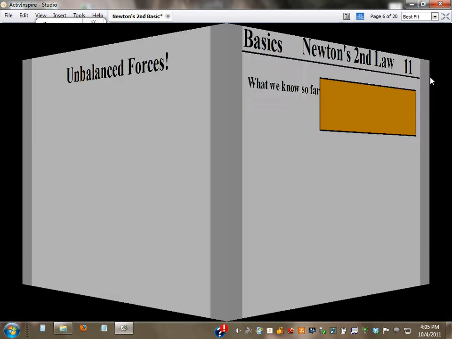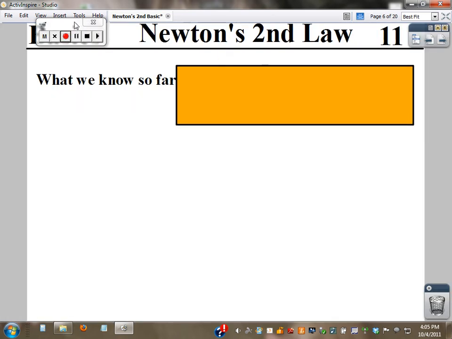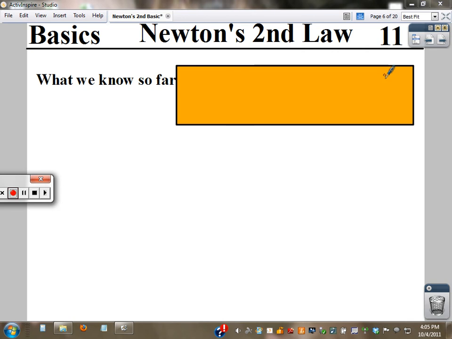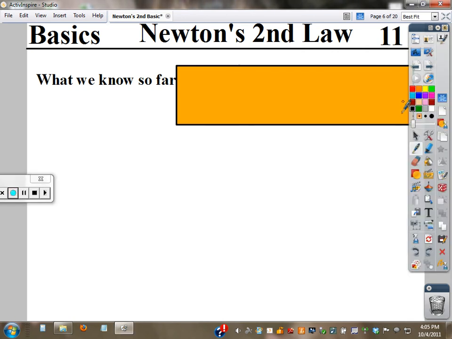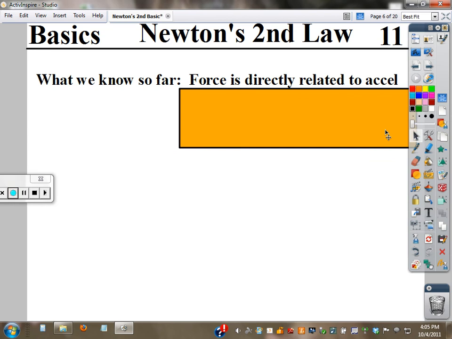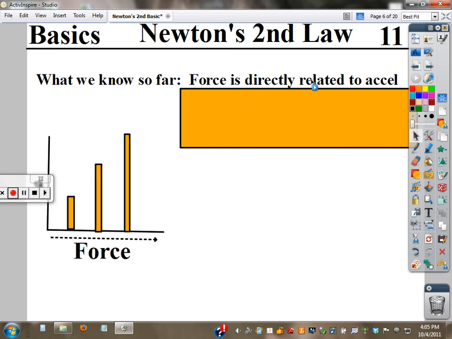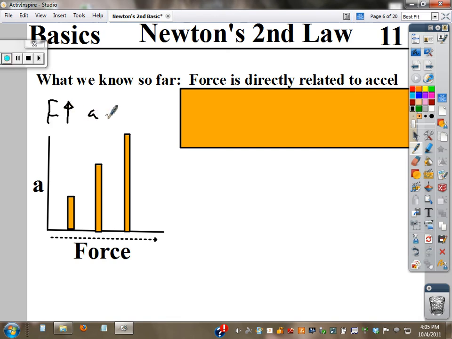The video we're not going to watch. Alright, so our title today: Basics, Newton's Second Law, page 11. So far we know that force is directly related to acceleration. So write that down and draw this graph. As force increases, acceleration also increases. That's a direct relation. So force increases and acceleration increases. That means they're directly related.